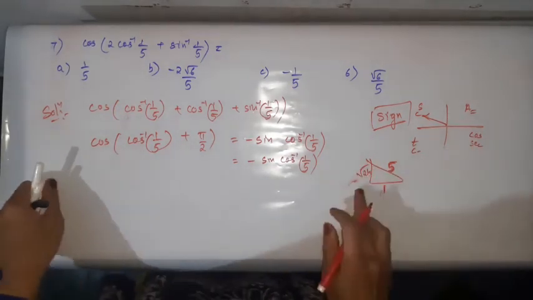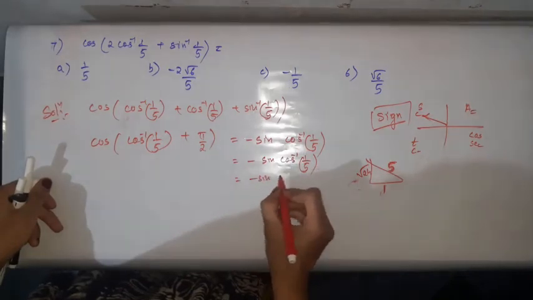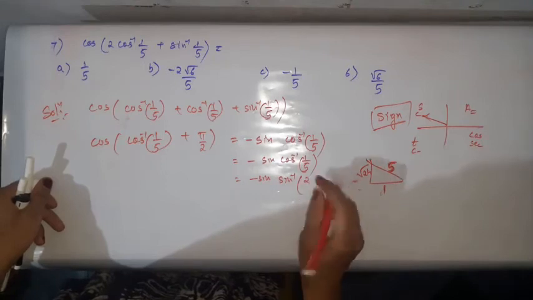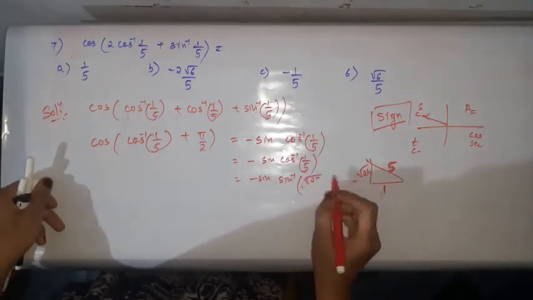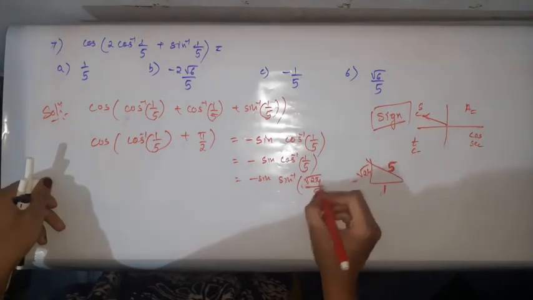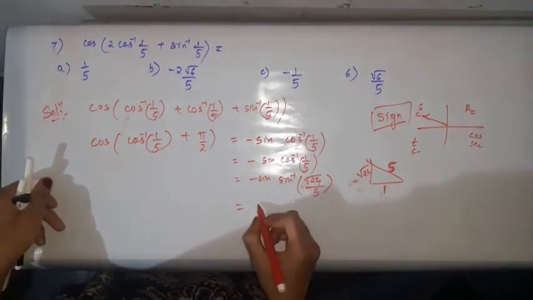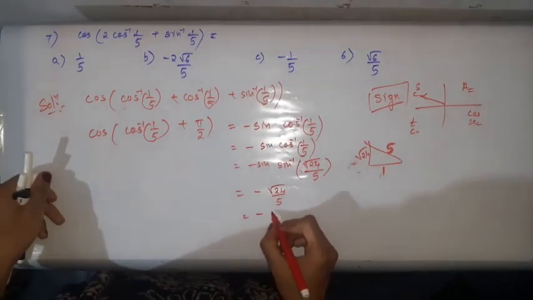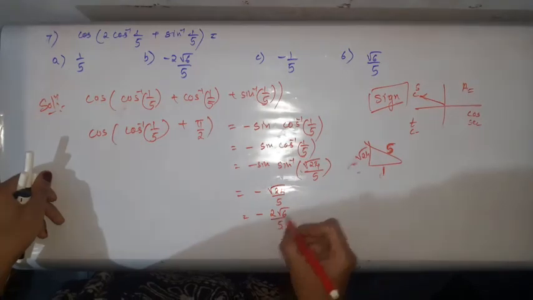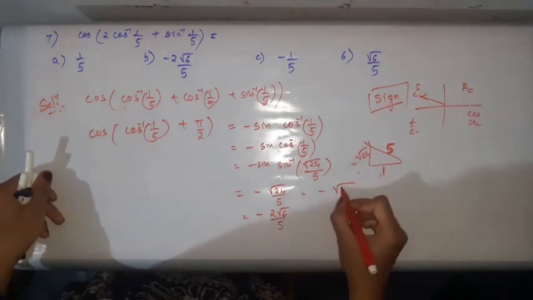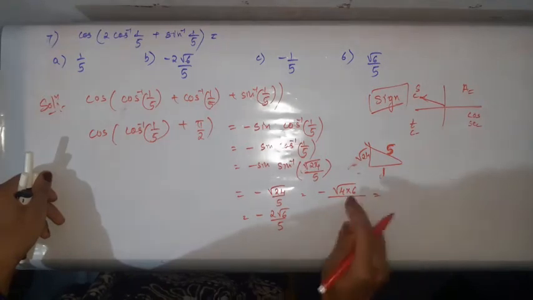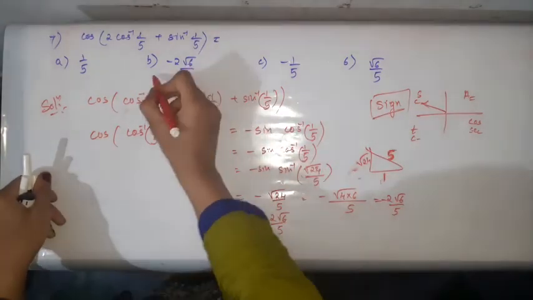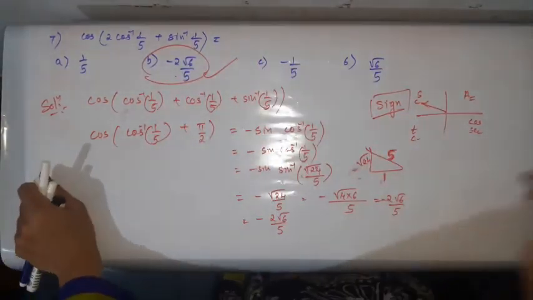So if this is root 24, just change this in terms of sine, so it becomes sine inverse of root 24 by 5. You see the sine getting cancelled. You have minus root 24 by 5, or the most simplified form is minus 2 root 6 by 5, because you can write 24 as 4 times 6, and root 4 is 2, so 2 root 6 by 5 with a negative sign. Okay, so option B is the correct answer. Let's go for the next.